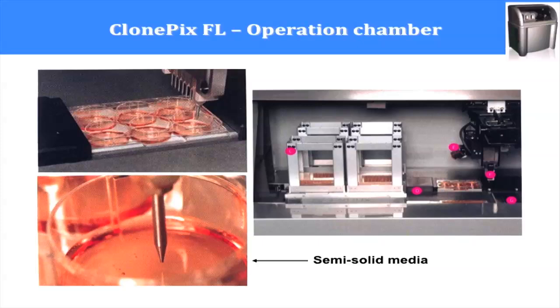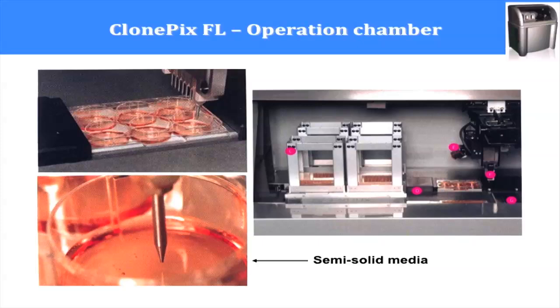This is where you put your cells seeded in the semi-solid media. These could be either 6-well plates or a 1-plate big plate with 1 big well in it. The front 2 racks are for what we call destination plates. These are the plates where you're going to put the cells in after you pick them. So these mostly are 96-well plates.